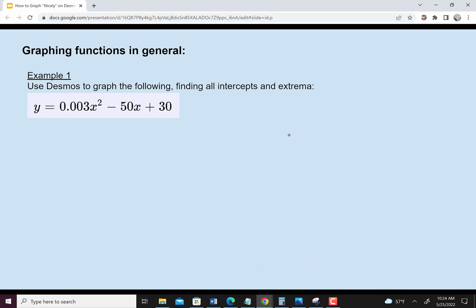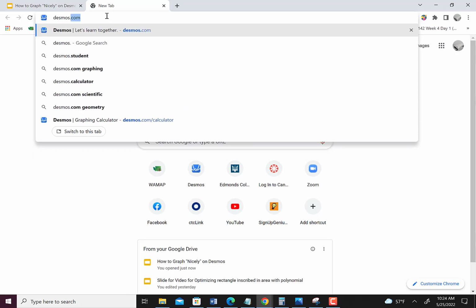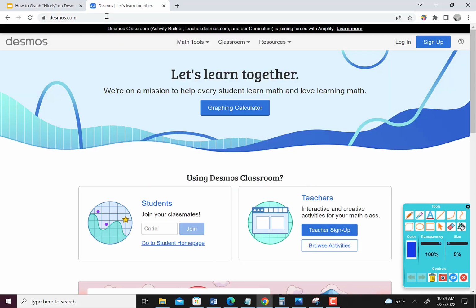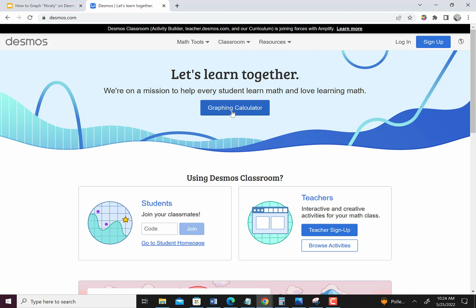This first example is a quadratic. We're going to go ahead and graph it on Desmos. I'm going to open a new tab, go to Desmos.com, and if you want, you can sign up or log in if you want an account and be able to keep some things. But you also don't have to do that at all. You could just hit graphing calculator and go straight to graphing it.